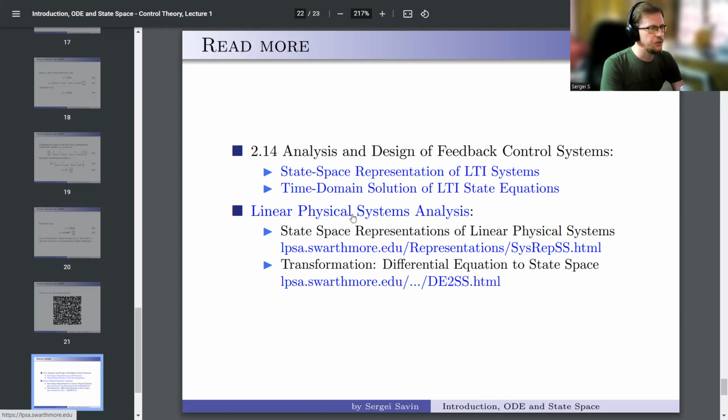You can see differential equation to state space. It even says state space representation of linear systems. So it's again a different take on the same stuff. If what I explained is not clear, try listening to them or reading them as PDFs. You'll be able to find something good.